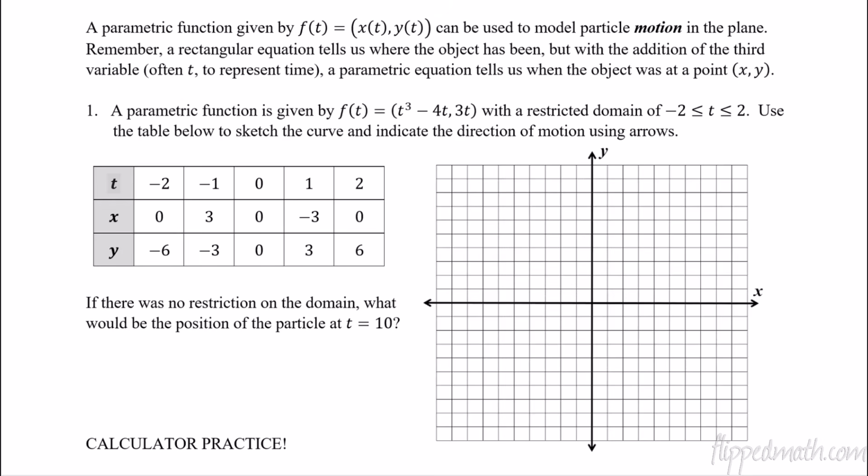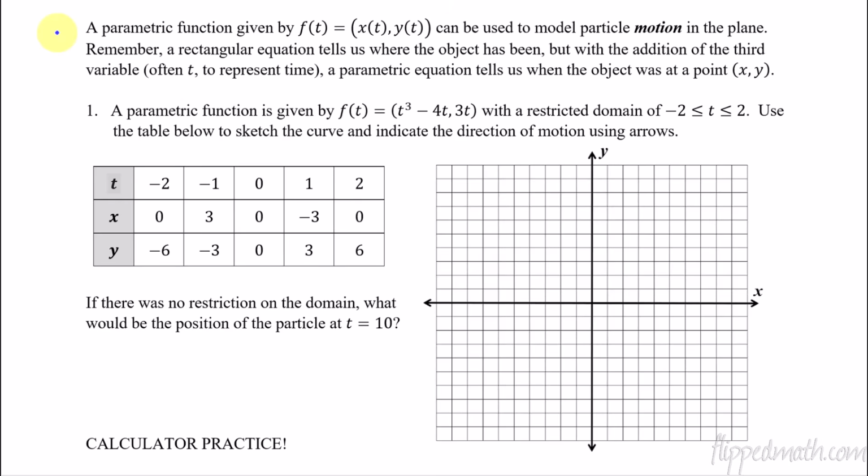So to start us off, let's just remind ourselves real quick some of the things we talked about in the last lesson, which is that a parametric function has an x function and a y function, different components for the x and the y's. And what that does is that tells us when an object was at a place, not just that it was there, but we can actually use the variable t, the parameter, and know when that happened.